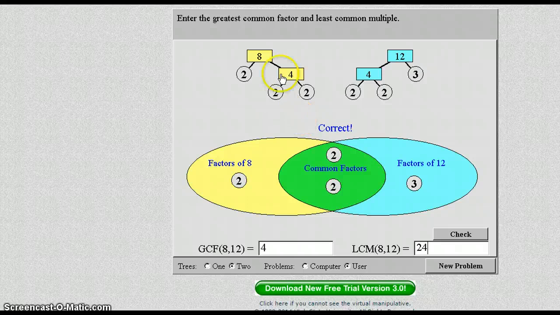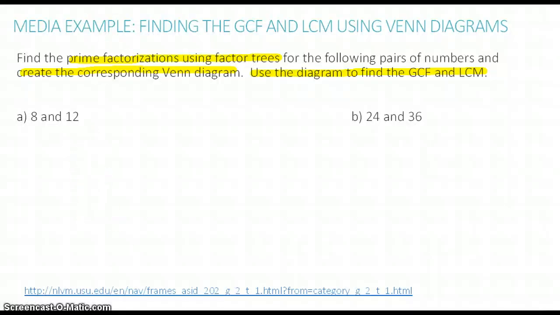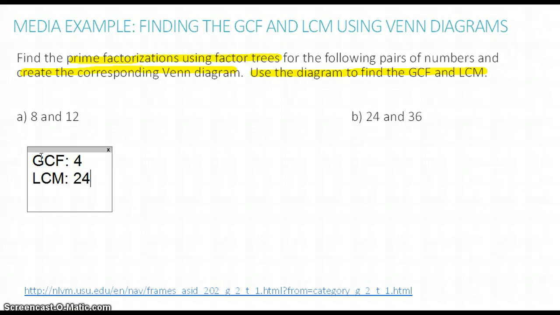So in your lesson packet, you should put both of these trees and this diagram and your 2 results. We'll go back, and we're going to write that the GCF was 4 and the LCM was 24. Okay, and you can just include the trees and the diagram from the website.